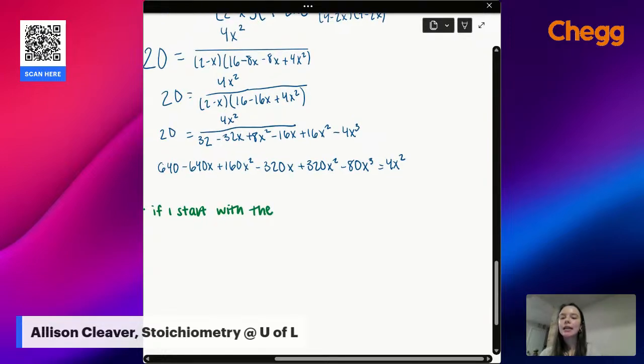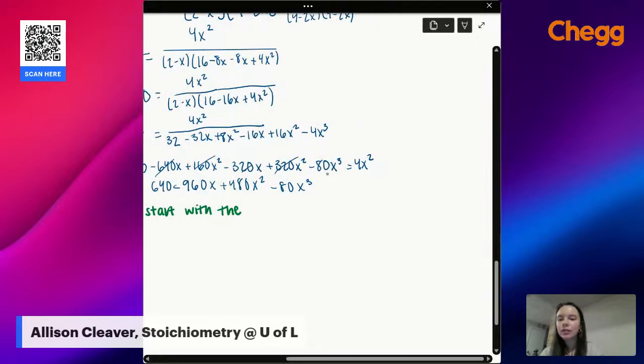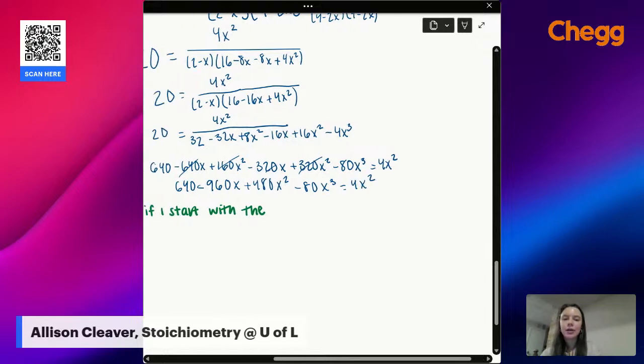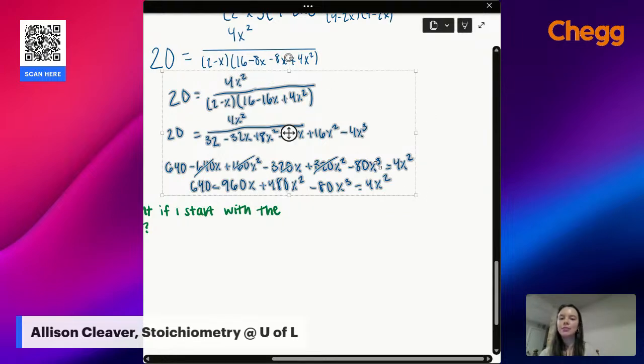So I can combine negative 640x and negative 320x, and I'm going to get negative 960x. I can combine 160x squared and 320x squared to get plus 480x squared. And then I can combine, let's see, what else can I combine? That's really it for now. Minus 80x cubed. I'm just going to write everything and bring it down. Equals 4x squared. Now, I think we're going to need a little more space, so let's get some more space to continue solving this problem.